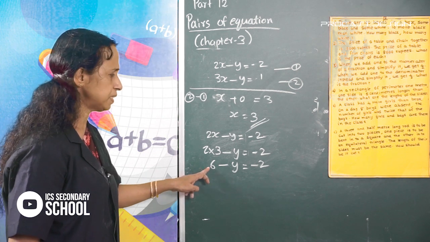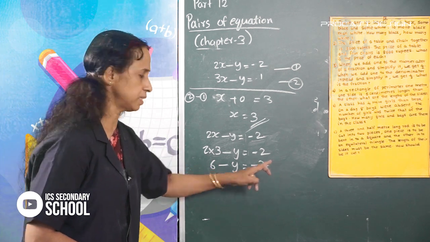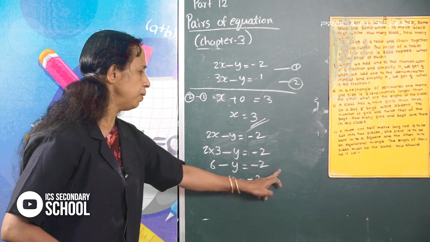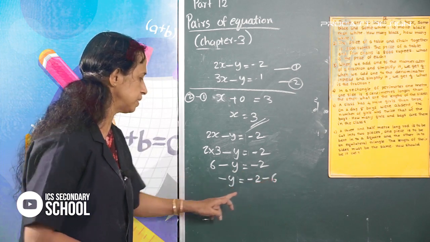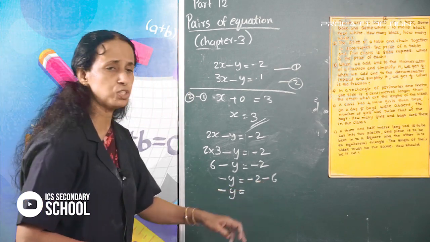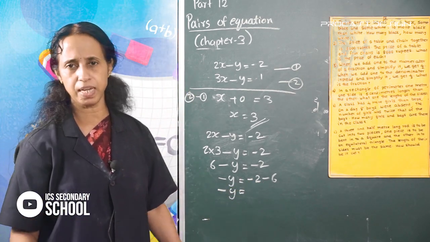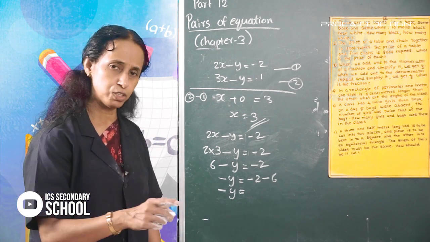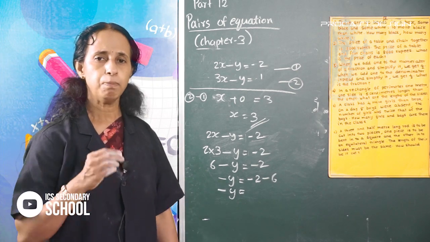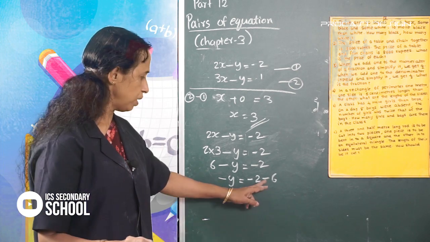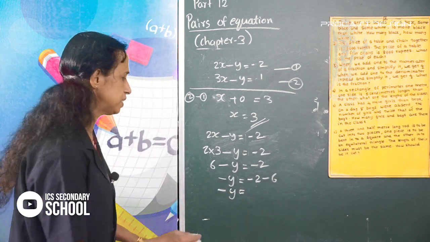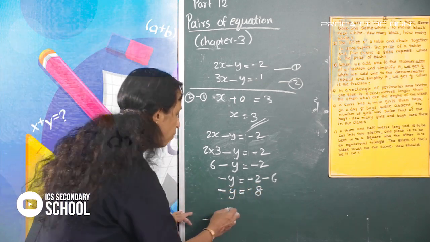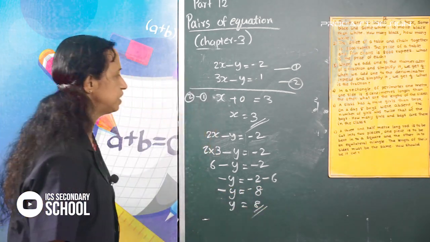Change plus 6 into minus 6. Minus y is equal to minus 2 minus 6. Minus 2 plus minus 6, both negative numbers with the same sign, equal to minus 8. So minus y is equal to minus 8, so y is equal to 8.